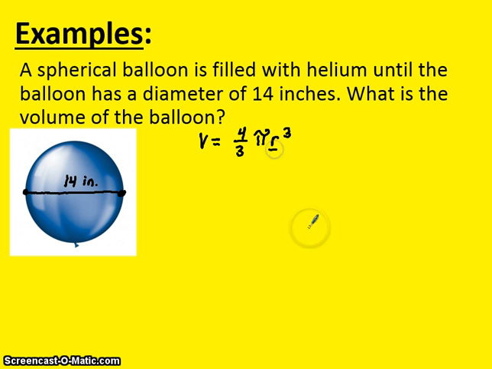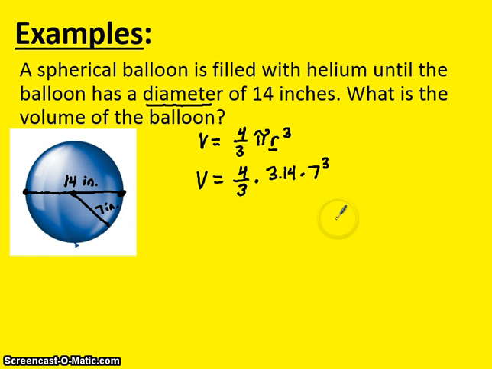Now the radius was not given in this problem. We were given the diameter. But remember, the diameter is twice as long as the radius. So if the diameter is 14, then the radius would be 7 inches. So we need to put the number 7 in where the radius is. So volume equals 4/3 times pi, which is 3.14, times the radius, which is 7 to the third power.